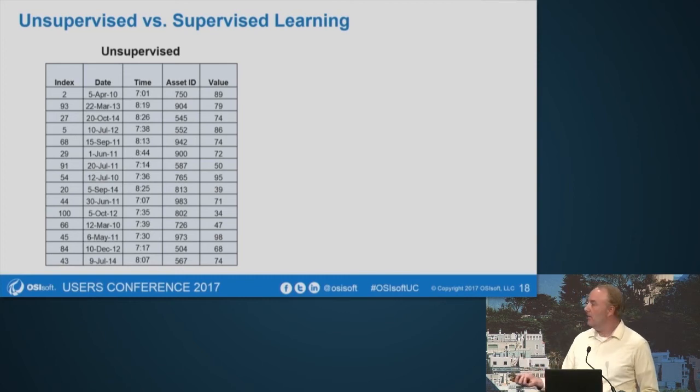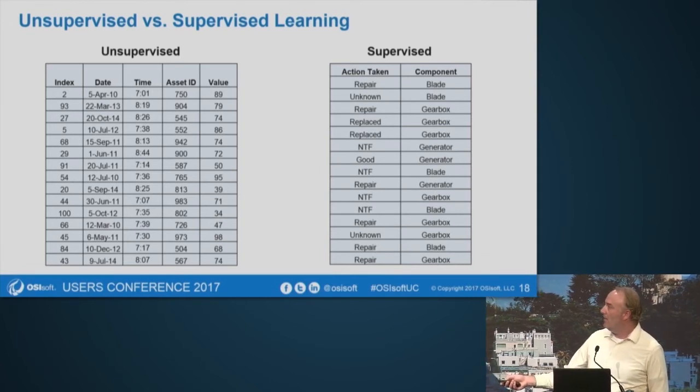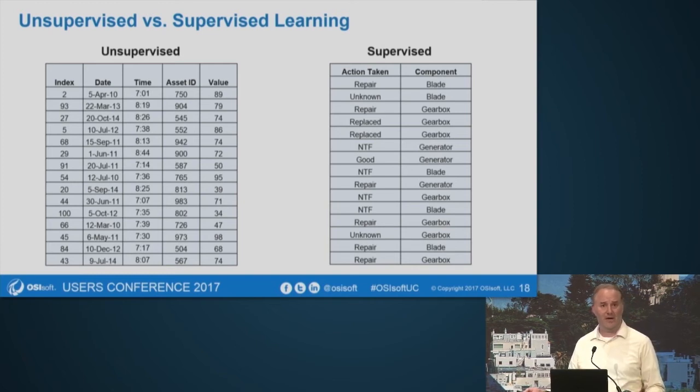So now you bring in the supervised part. Now I know at this index there was a repair taken on a blade. Some action that was unknown was on a blade. We've got some no trouble founds. We've got repairs on gearboxes. Now what you can do is marry and merge the supervised data with the unsupervised data. So you look for those same patterns, those same anomalies, but now you can correlate that to some failure mode, some failure signature that makes sense to the operators.